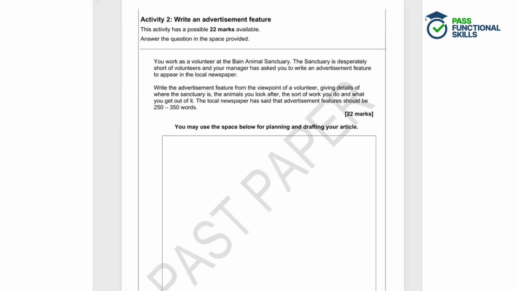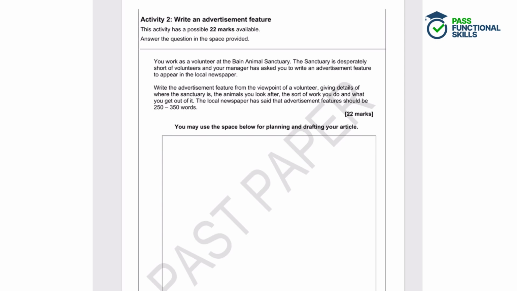You work as a volunteer at the Bain Animal Sanctuary. The sanctuary is desperately short of volunteers and your manager has asked you to write an advertisement feature to appear in the local newspaper. Write the advertisement feature from the viewpoint of a volunteer, giving details of where the sanctuary is, the animals you look after, the sort of work you do, and what you get out of it. The local newspaper has said that the advertisement features should be around 250 to 350 words.